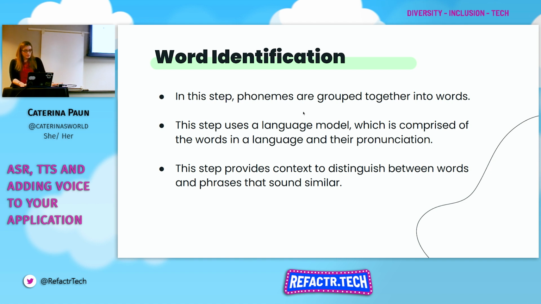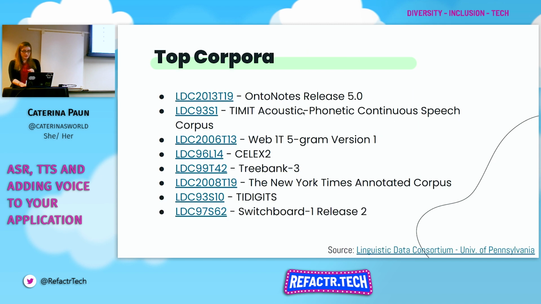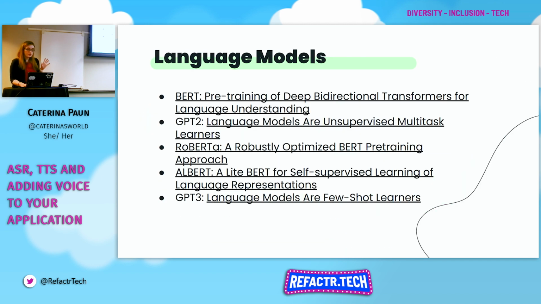So this uses a language model comprised of words in a language and their pronunciation, and this step provides context to distinguish between words and phrases that sound familiar. Now, in terms of language models, you may have heard of these. Probably one of the most popular ones out there is BERT. It's been used in almost everything. GPT-2 and GPT-3 came out more recently. These are also very common ones. A lot of people are working on this stuff.